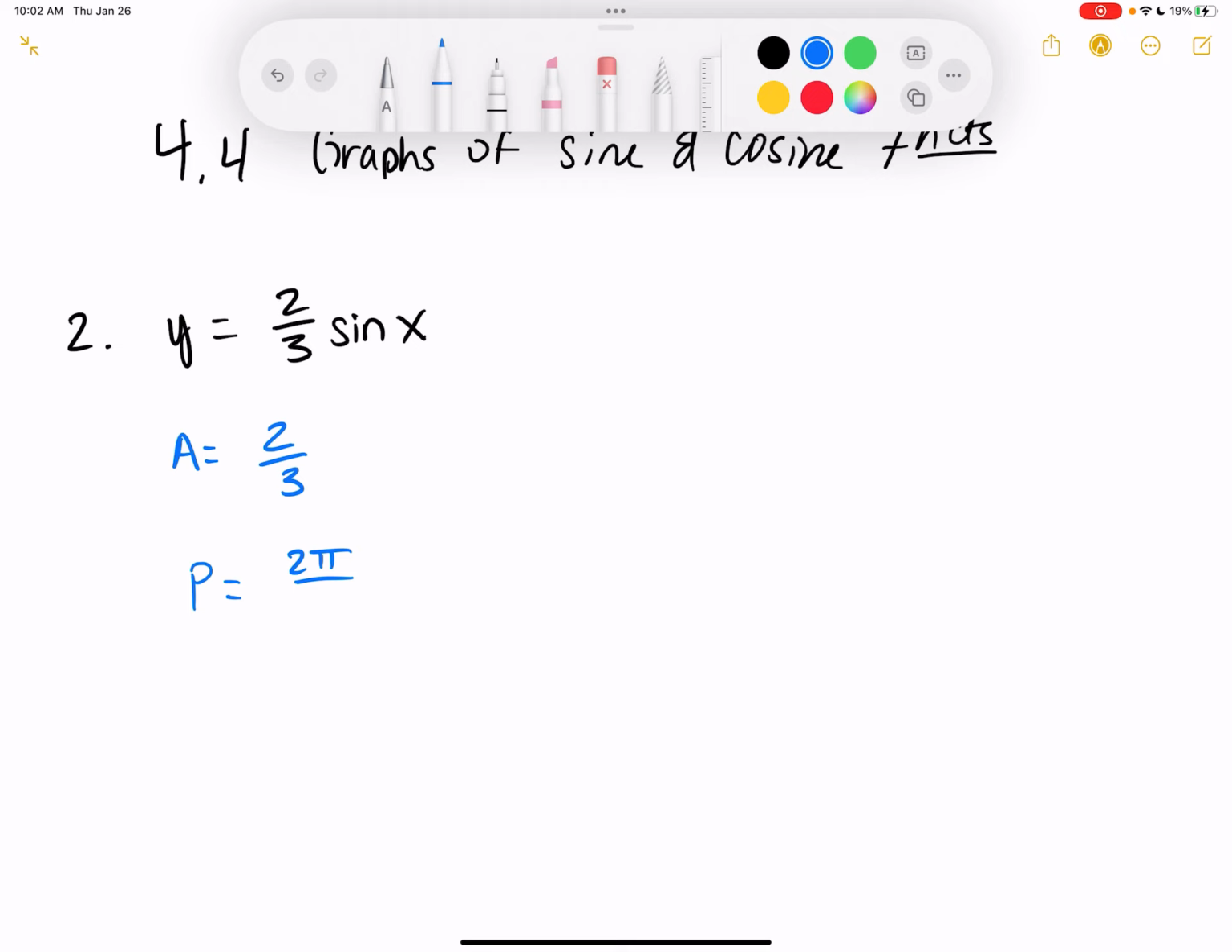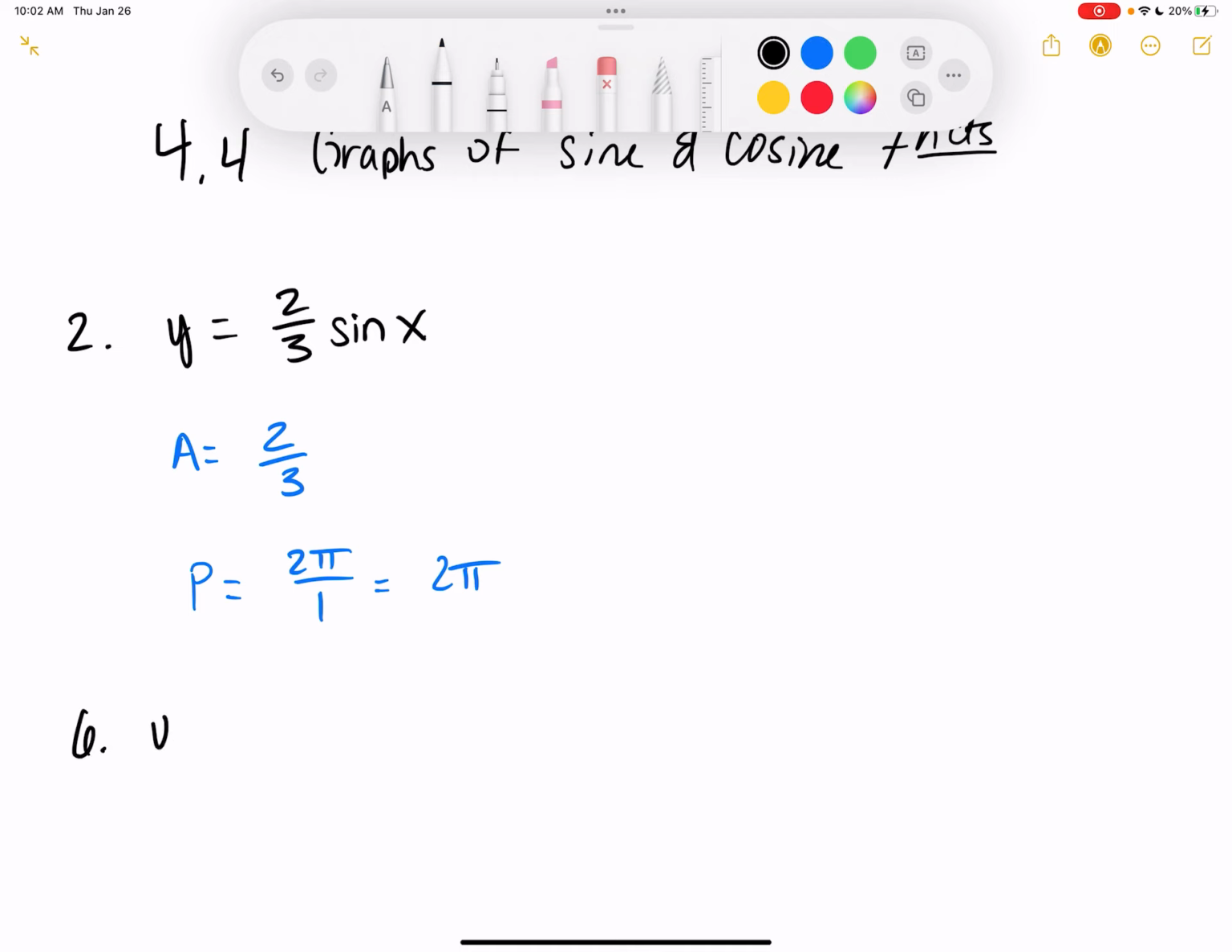B is the number in front of x. Not 2/3, in front of x. 1. So it would just be 2 pi over 1, which is just 2 pi. But I wanted you to see that it's not just 2 pi every time. So if there was actually a number there, you would obviously have to do that. You would not have to write this. I'm doing it simply so you see it when we get to the ones that have it. You'll know to put it there.